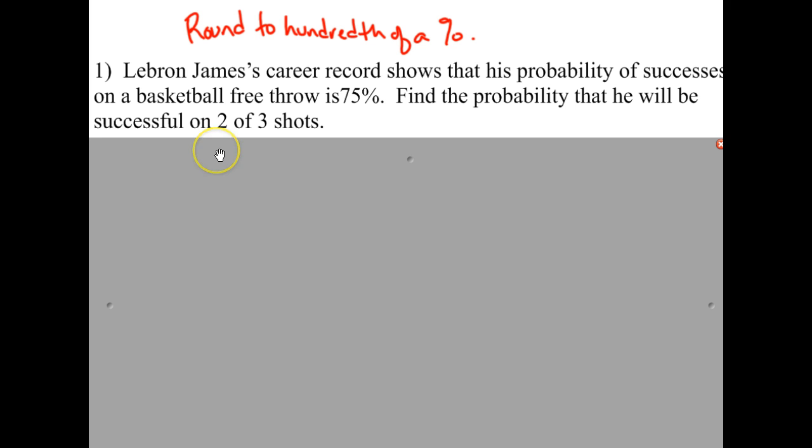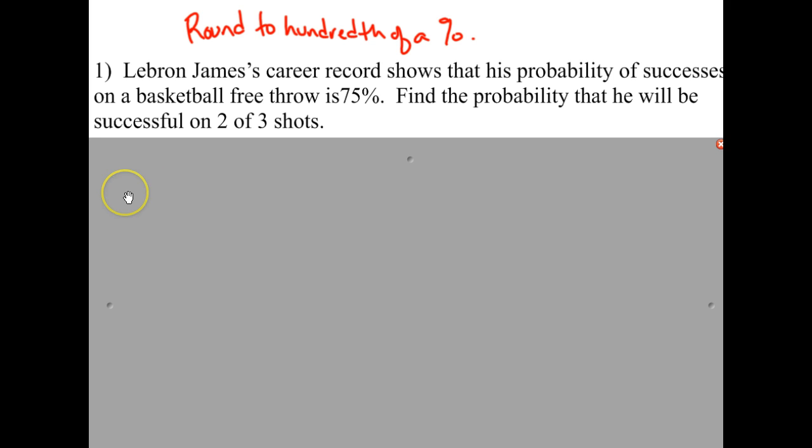All right, let's consider some examples here. A basketball example. LeBron James is about a 75% free throw shooter, and I want to find the probability he makes 2 out of 3 when he gets fouled on a three-point attempt. He has 3 foul shots. What's the probability he's going to make 2 out of 3?